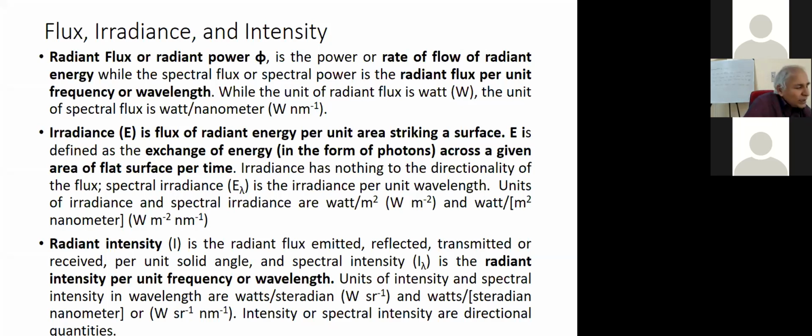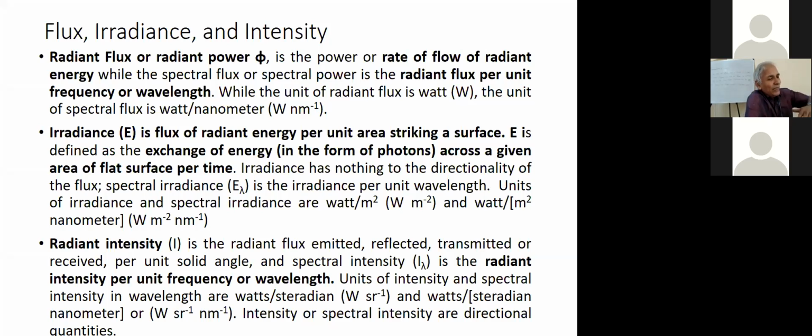Now, both these concepts, radiant flux and irradiance, have nothing to do with the directionality of the flux. Irradiance does not depend on the direction from which the flux of energy is coming in, and so is the case with radiant flux. But we have other measures of radiant energy for which directionality is very important. One of these is the radiant intensity. The radiant intensity is nothing but the radiant flux emitted, reflected, transmitted, or received per unit solid angle.